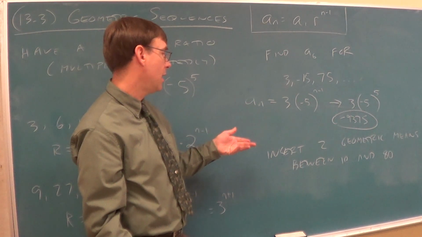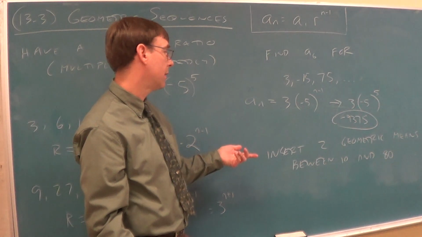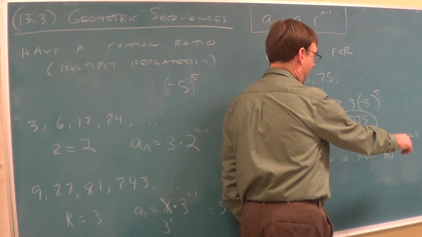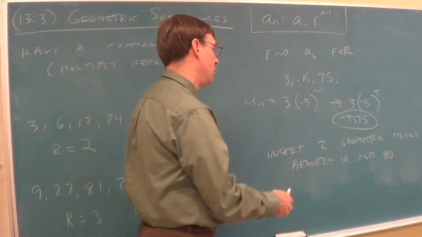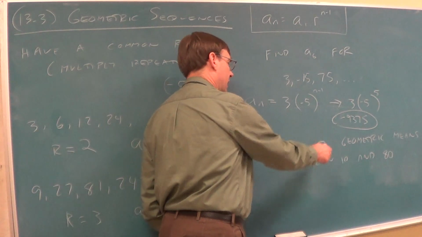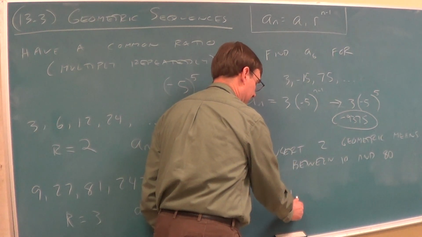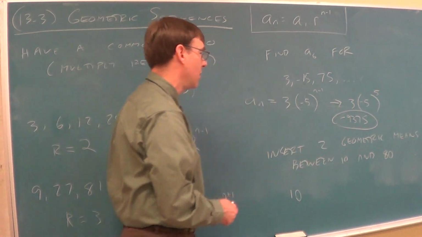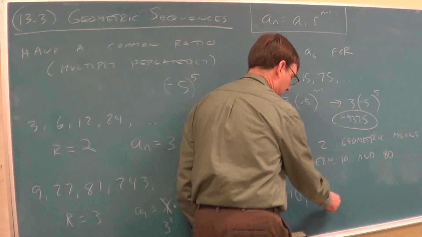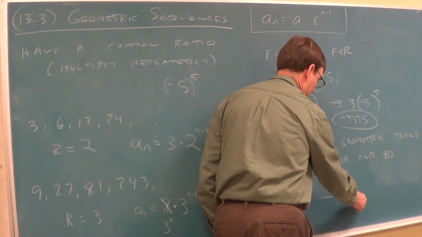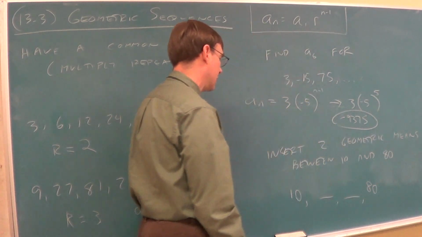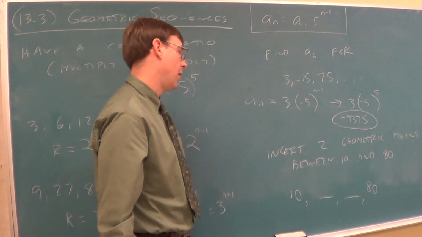The yesterday video had arithmetic means, where what was happening was add, and you had to figure out how to add the same number a bunch of times to connect the dots. Today they're going to do a thing called geometric means. So if you're told to insert 2 geometric means between 10 and 80, it means there's 10, there's a mystery number, there's another mystery number, and then there's an 80. And we're trying to figure out what those mystery numbers are.